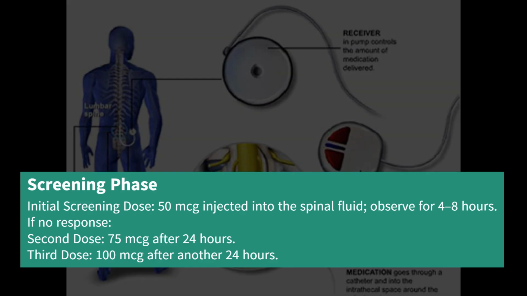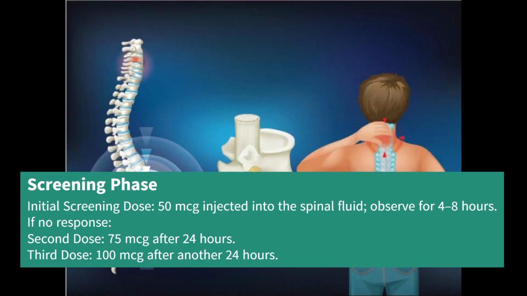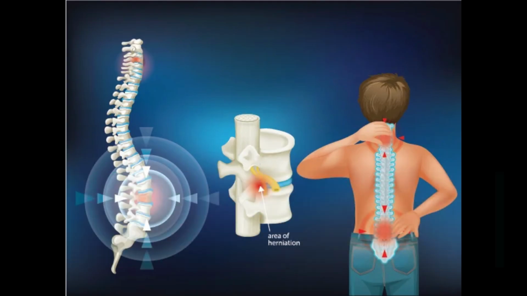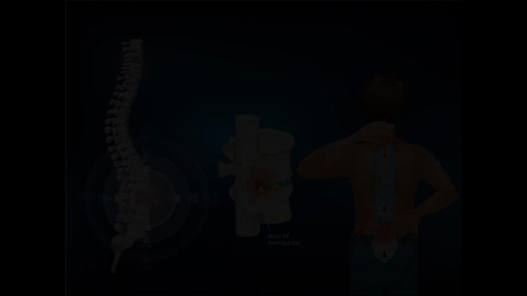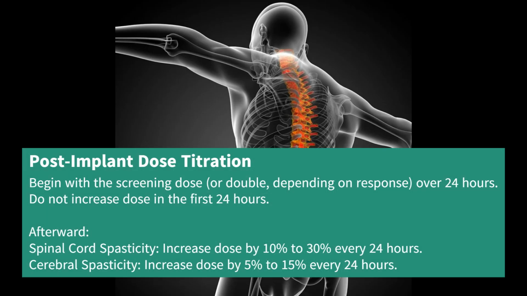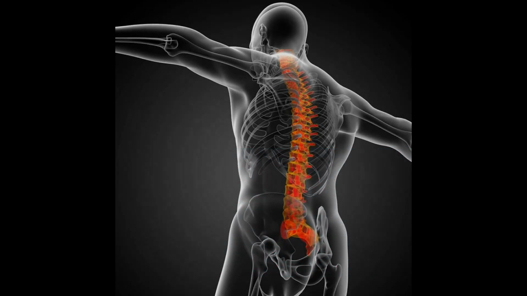Screening phase: adult patients. Initial screening dose: 50 micrograms injected into the spinal fluid. Observe for 4 to 8 hours. If no response, second dose: 75 micrograms after 24 hours. Third dose: 100 micrograms after another 24 hours. Patients must show a positive response, reduced muscle tone or fewer spasms, to continue with long-term therapy.